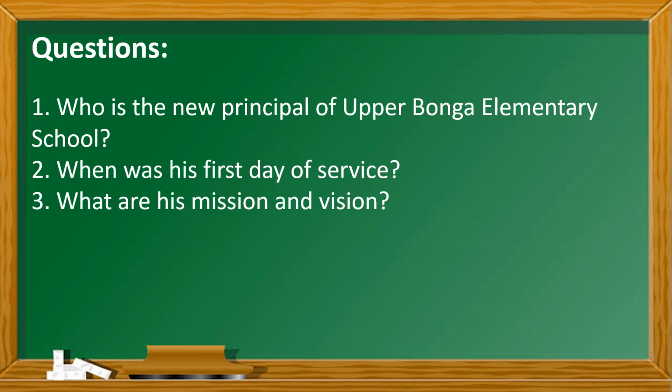And for item number 3, what are his mission and vision? He stated his mission and vision on how to make the school more conducive to learning. He emphasized that there should be a balance of time for academic and co-curricular activities. Furthermore, he gave light to the fact that instruction and physical facilities will surely benefit the learners.